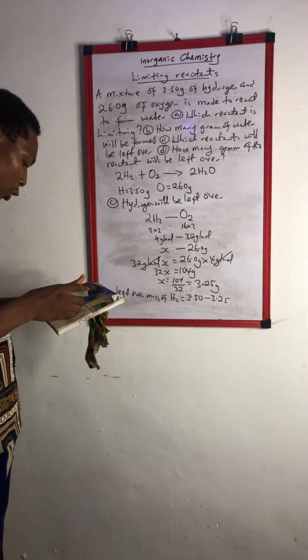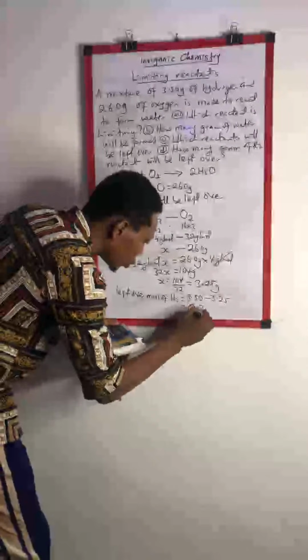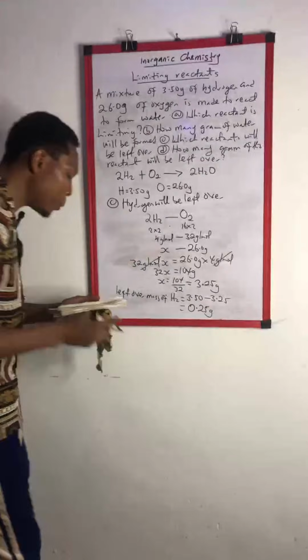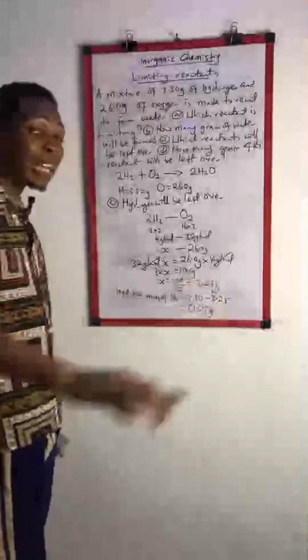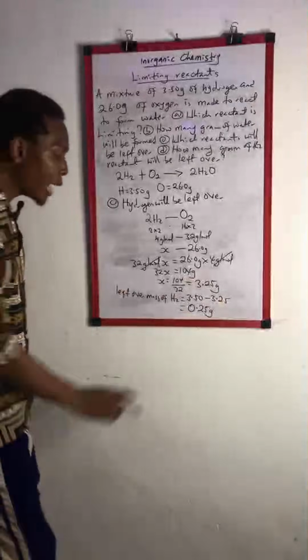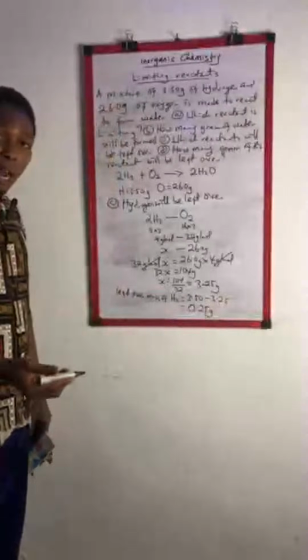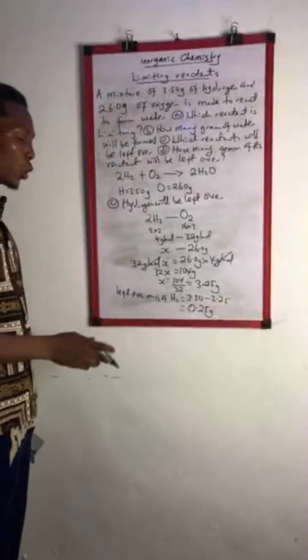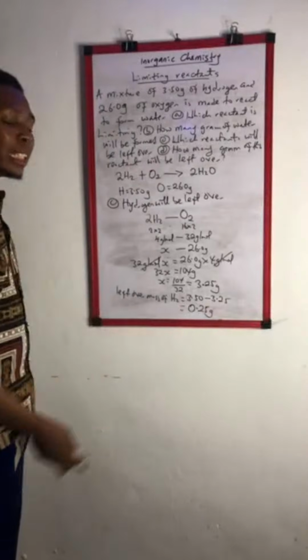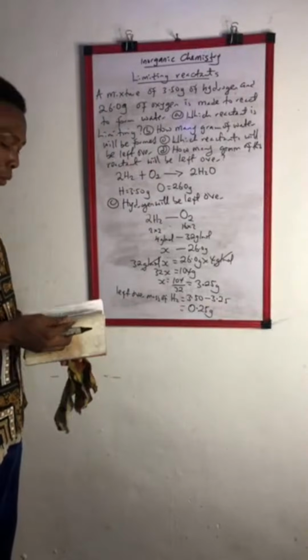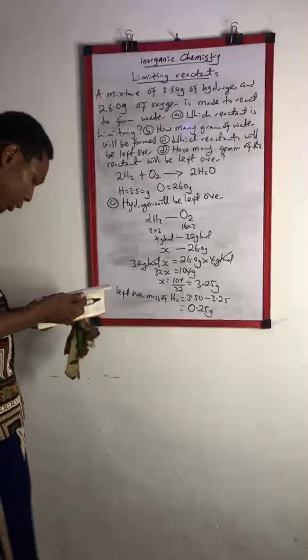Do that. So we have 0.25 grams. It simply means that it is 0.25 gram mass that will be left over, while 3.25 gram was made to react with oxygen. So the leftover mass there is 0.25 gram. So we can copy that.